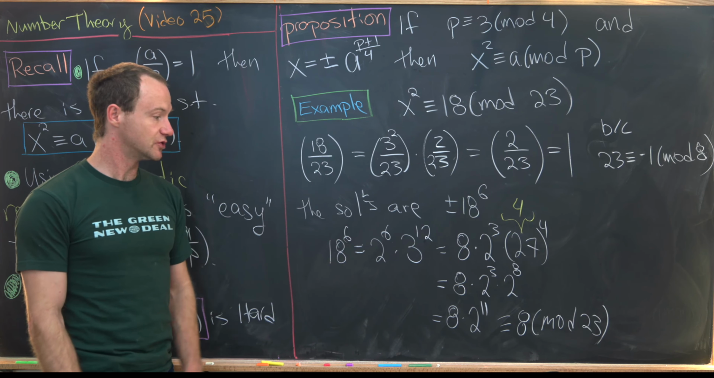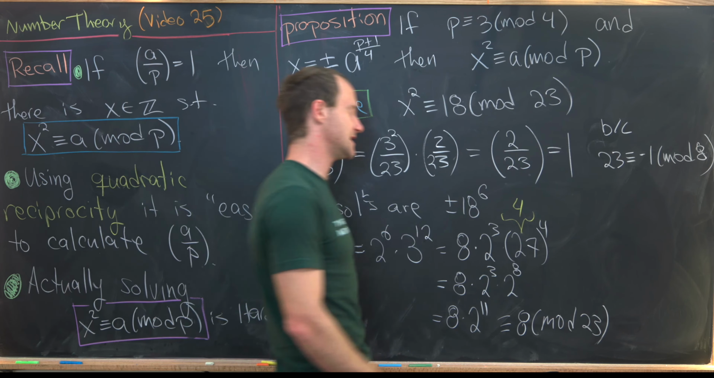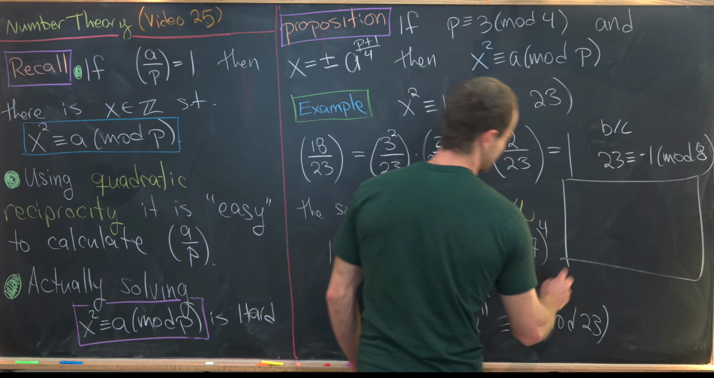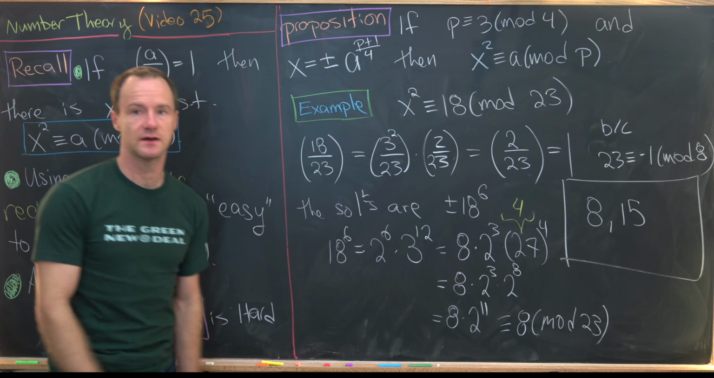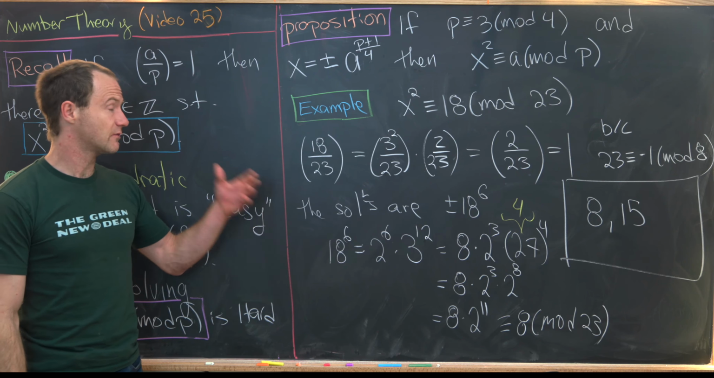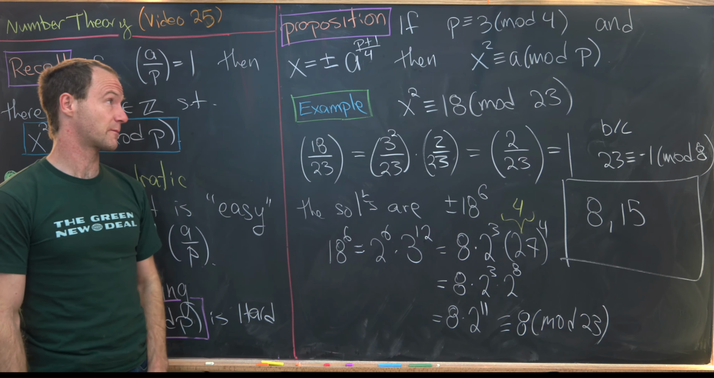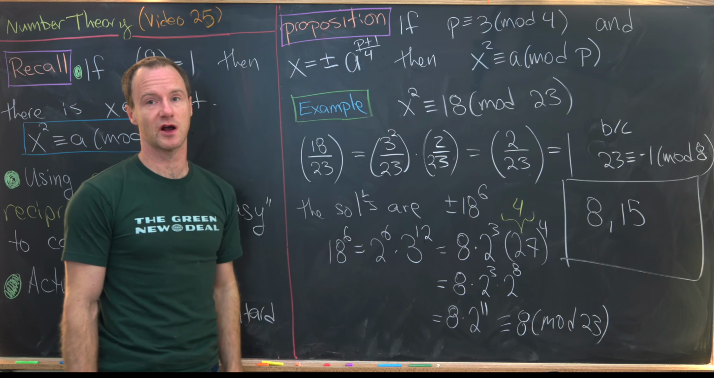So that means our solutions are plus minus 8, but minus 8 is the same thing as 15. So our two solutions are 8 and 15. Okay, so let's maybe get rid of this and we'll look at a similar proposition for other types of primes.